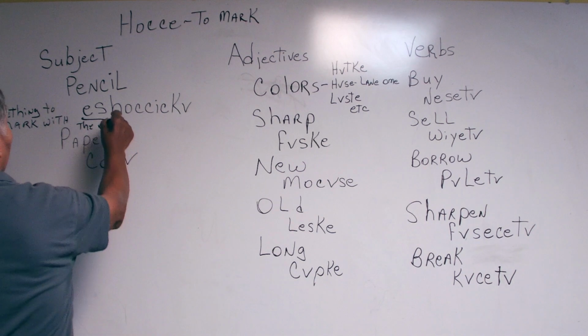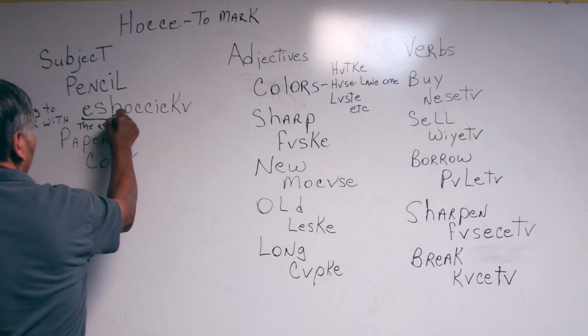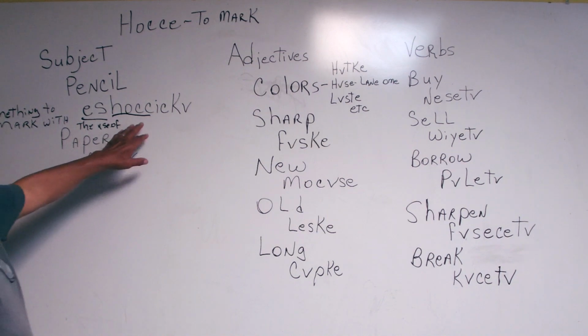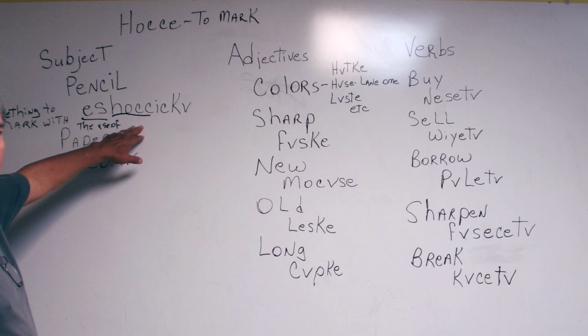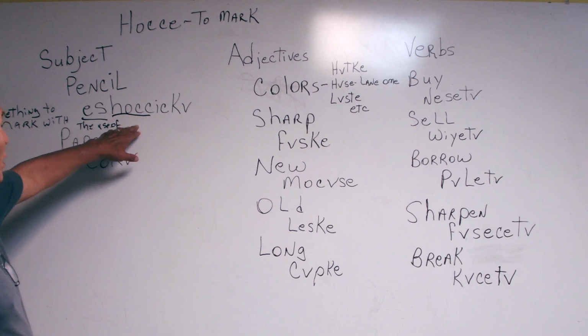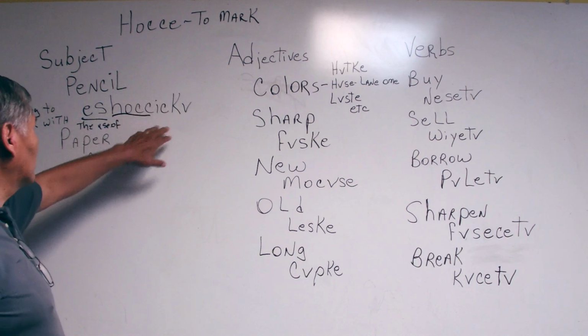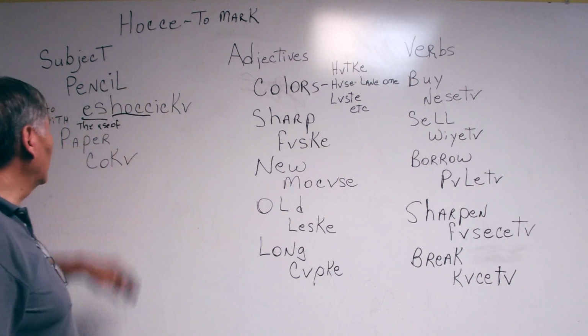Here's your root word right here. Sometimes if you have trouble figuring out what a word is, you can look about in the middle and find the root word. And you can go from there, you can go to your dictionary and find something close to it.